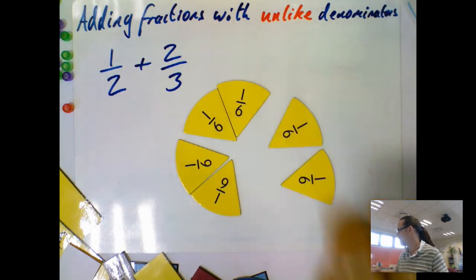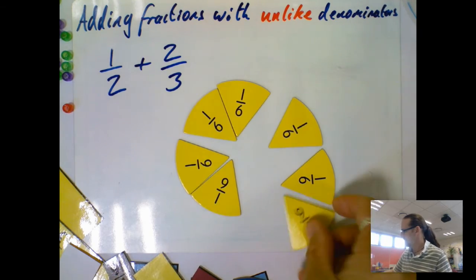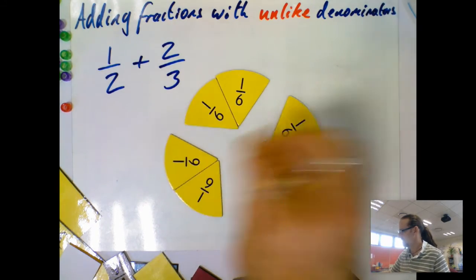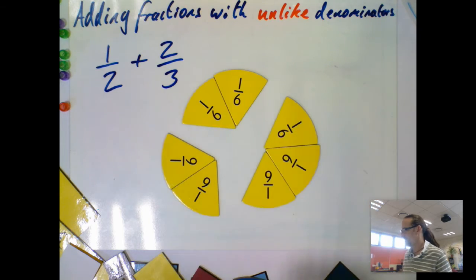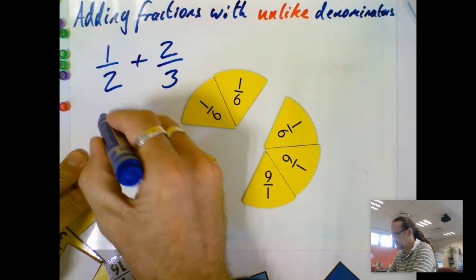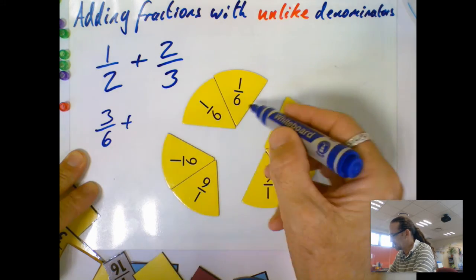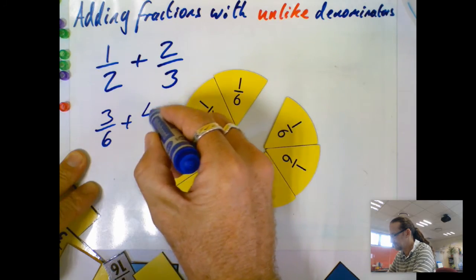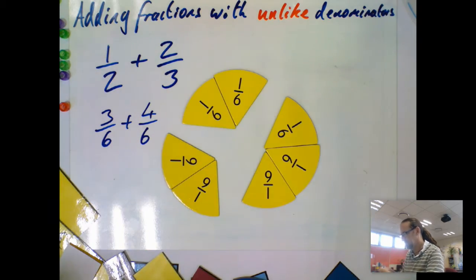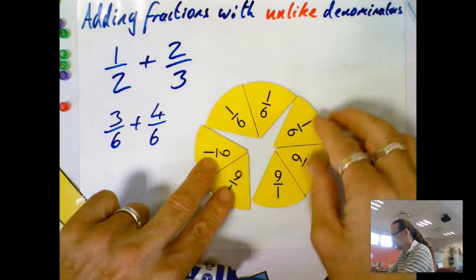So now I've got my 2/3, and I've got my half, and now I've represented them as sixths. So those are equivalent fractions. That was the 3/6 plus I've got 4/6, right? Okay, if I add those together, I move them around to add them together.